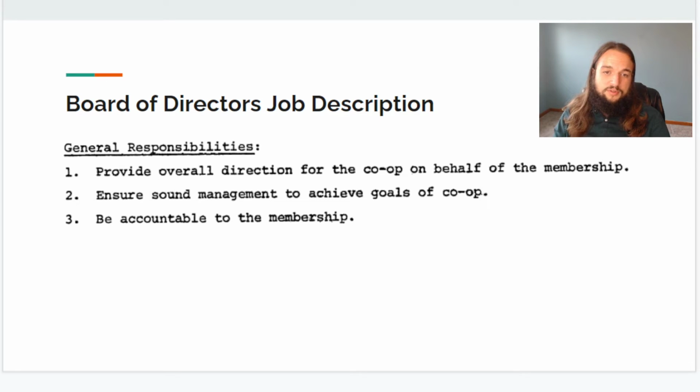The general responsibilities are to provide overall direction for the co-op on behalf of the membership, to ensure sound management to achieve goals of the cooperative, and to be accountable to the membership. Accountability is a term that I had to learn the depths of as president, because it turns out in an organization there's a way of passing the buck and avoiding things and saying that's not my job. And that happens a lot in every organization.